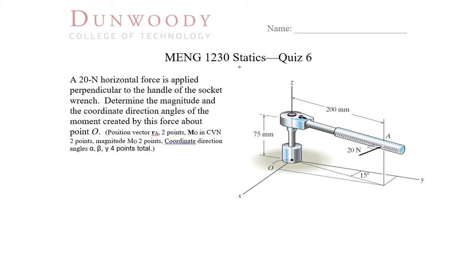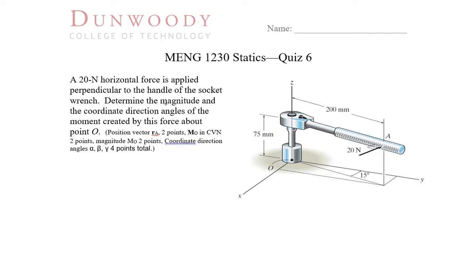Solution to quiz 6 for Mechanical Engineering 1230 Statics at Dunwoody College of Technology, fall 2018. We have a ratchet with a socket attached, and we're calling the center of the bottom of the socket our origin. The height of our ratchet to the handle is 75 millimeters, and we're not quite aligned with the y-axis, so we have some x component here and some y component here, as well as that z component. At that handle, at a right angle to that handle in the horizontal plane, we're applying a 20 Newton force.